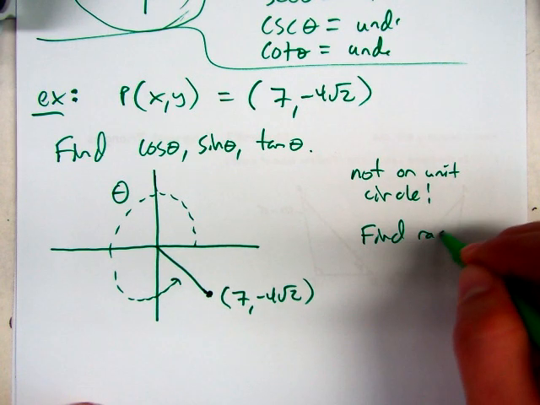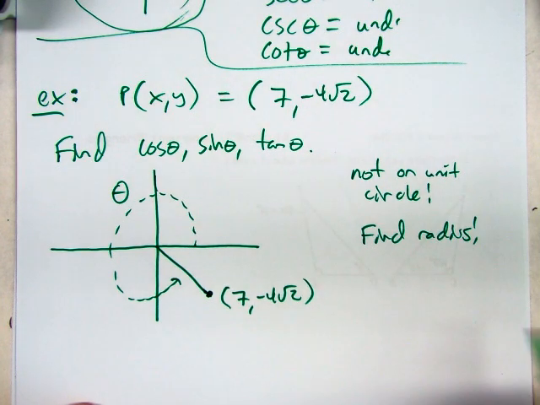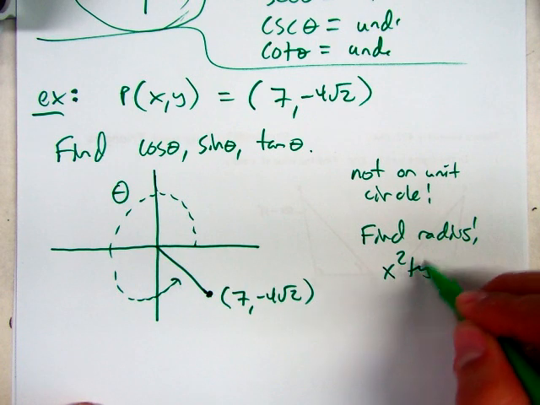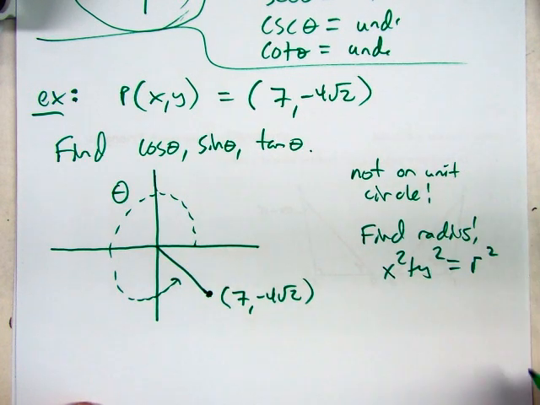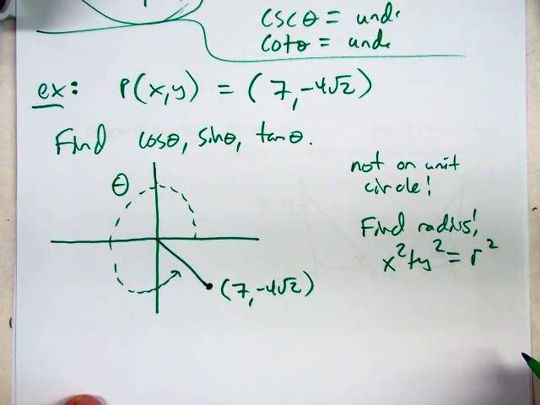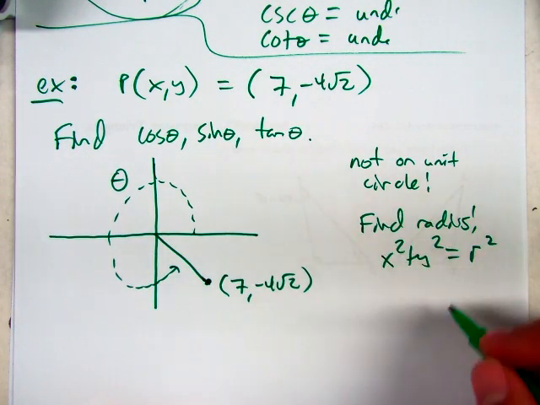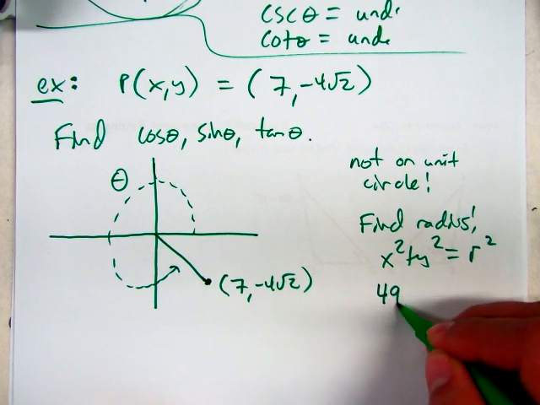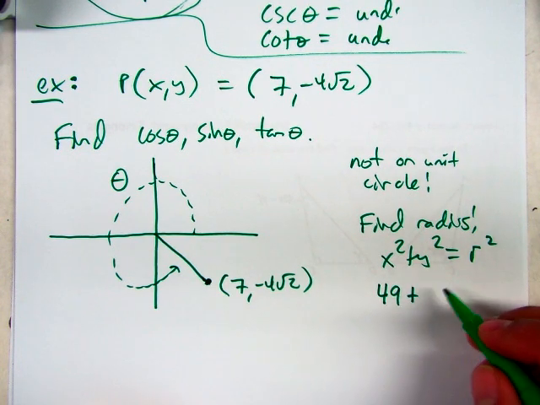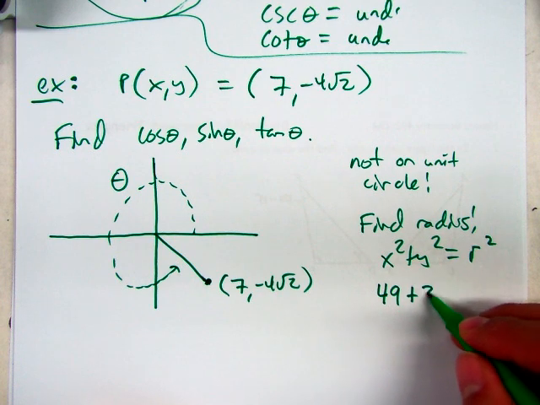Find the radius. We know x squared plus y squared equals r squared, right? Everybody with me on that? Instead of x squared plus y squared being 1, we don't know what the radius for the circle is, so we're going to set it up so we can find it. So let's just plug in. X squared will be 49. Y squared, 16 times 2 is 32.